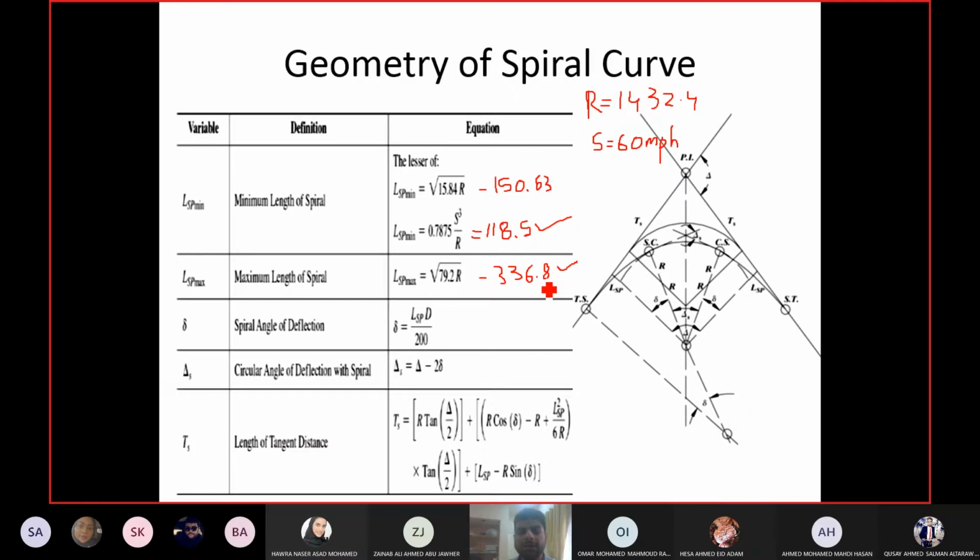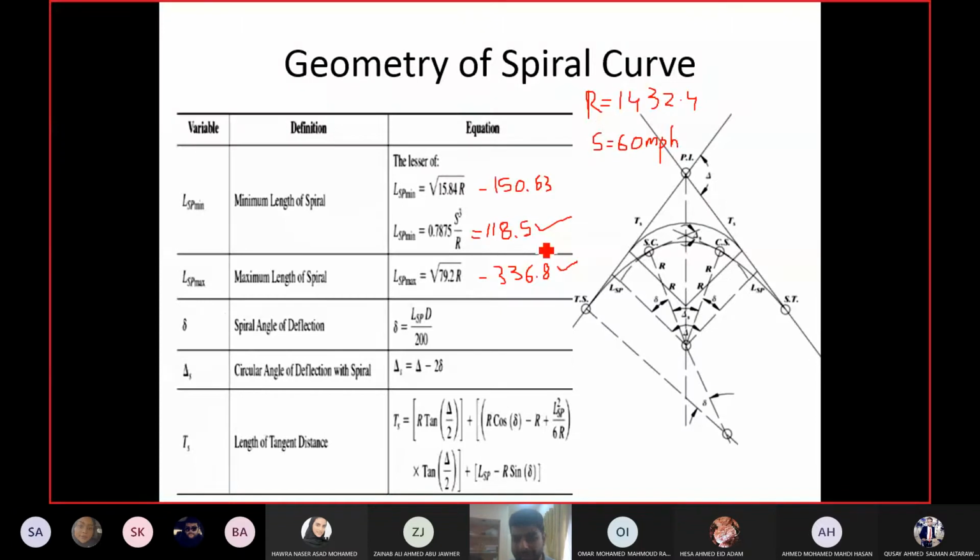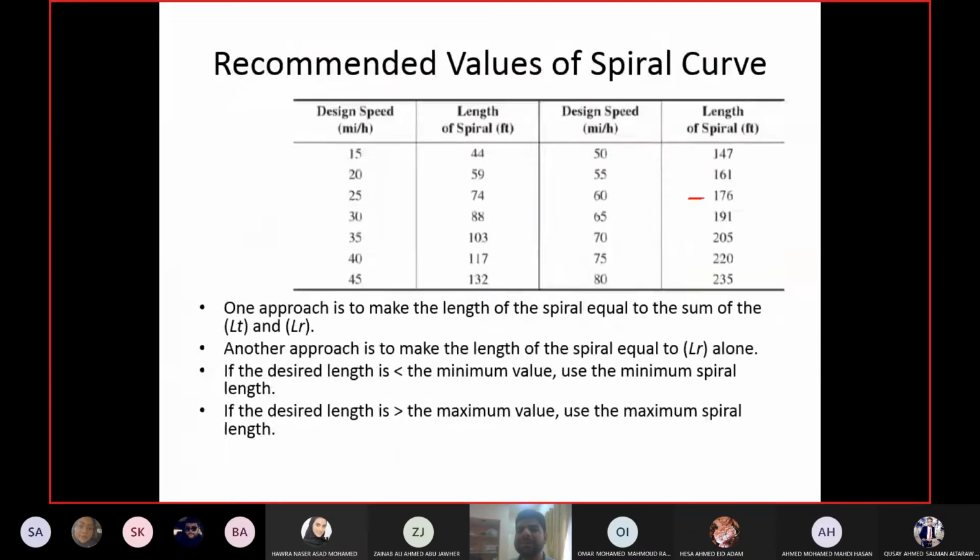Okay, but then we have some other criteria as well, some other guidelines you can say. The guideline is you can take the value from the table, which is like an average value, if it is between the range. You can see from the table it is 176 for 60 miles per hour. Now 176 is in the range. You can take it, but then you are ignoring the transition of the slope elevation.